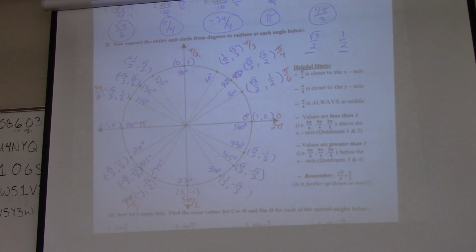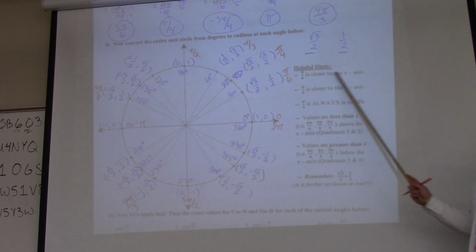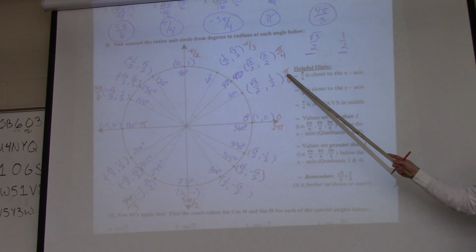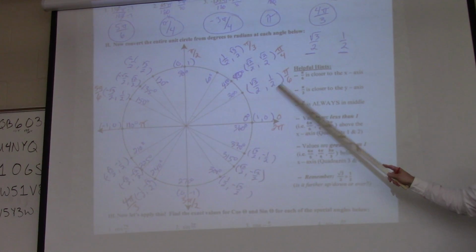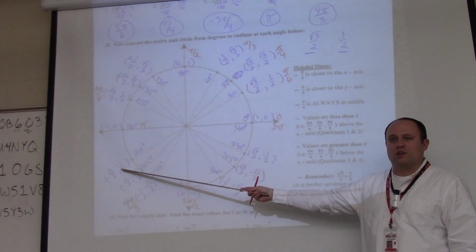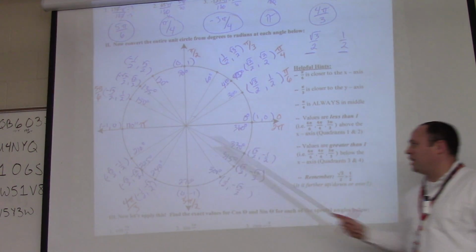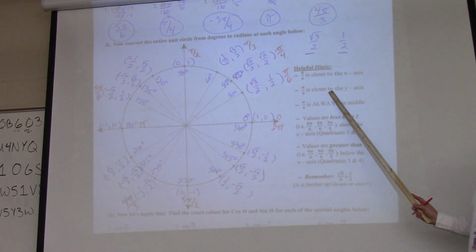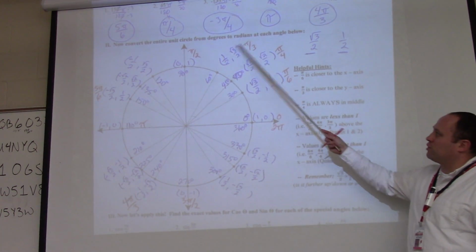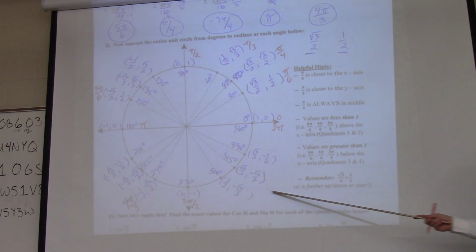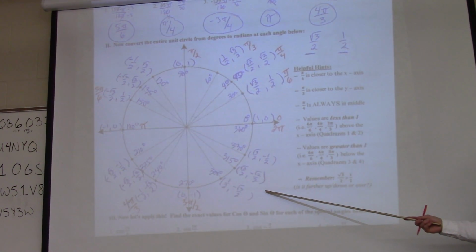Okay? But look at what is happening here. Pi over 6, this is why I wrote this here as helpful hints. The pi over 6 is closer to the x-axis. So if that's pi over 6, this is the x-axis. That's a pi over 6. Guess what this one's going to be? A pi over 6. And this one? A pi over 6. We'll get to that. Pi over 3 is always closest to the y-axis. Look, there's a pi over 3 close to the y-axis. There's a pi over 3 close to the y-axis. So this is going to have something with a pi over 3 in it.